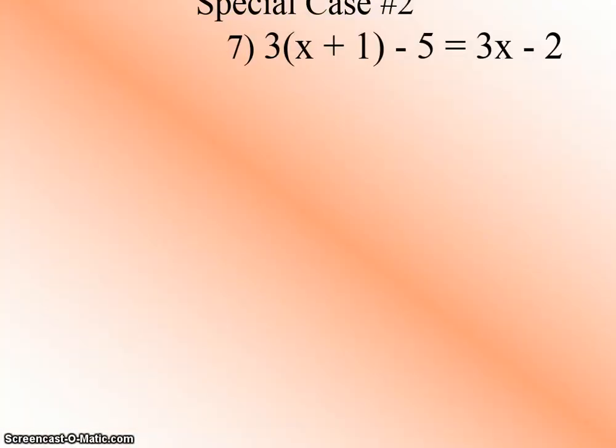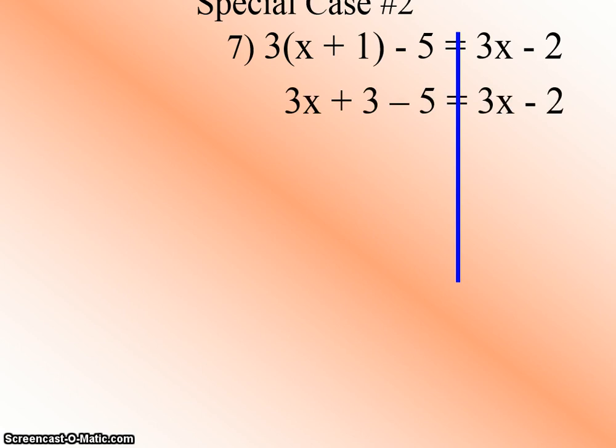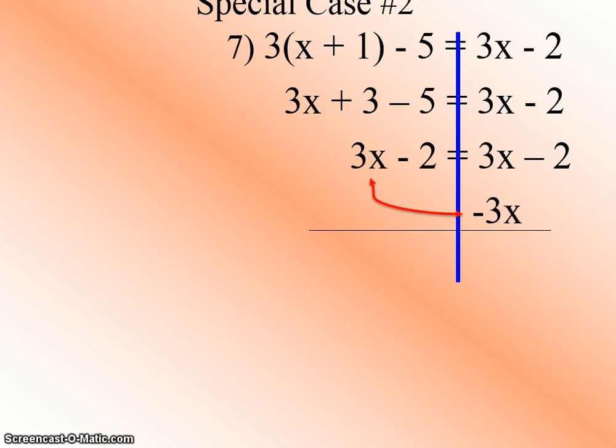Special case 2. Well, the first thing we're going to do is distribute. So 3 times x is 3x. And 3 times 1 is 3. Now we're going to put our 3 and our 5 together and get 2, because you have a positive and negative, you subtract and take the sign of the larger. Now we've got to move our x's to the same side. So I'm going to move my 3x over.